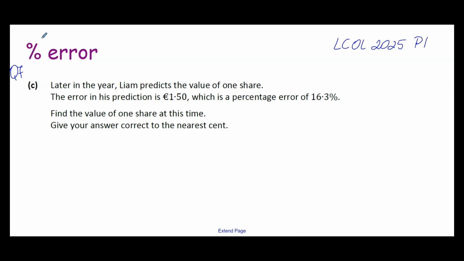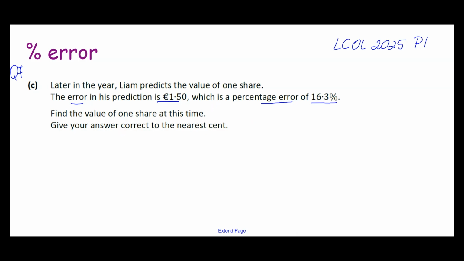Something that comes up on your exam very often is percentage error. Let's see. Later in the year, Liam predicts the value of one share. The error in his prediction is 1.5 euro, which is percentage error 16.3%. So what do we need to do with this information? Find the value of one share at this time. Give your answer correct to the nearest cent.